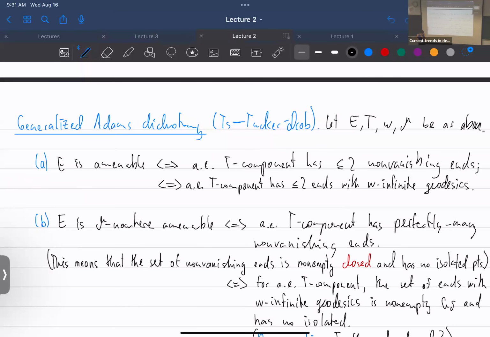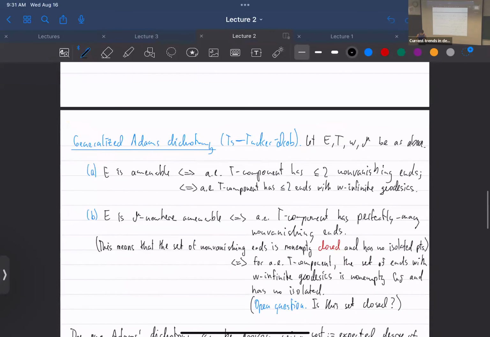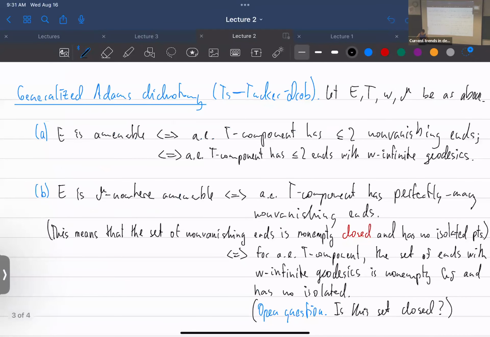So yesterday, the main punchline was this generalized Adams dichotomy, by Takudrov and I, which is in the measure class preserving setting. You have an equivalence relation E that's treeable, and we fix a particular tree T. Then we characterize when it is amenable. So this equivalence relation is amenable if and only if it has at most two non-vanishing ends. Also, there was this other condition, if and only if there are at most two ends with infinite geodesics.